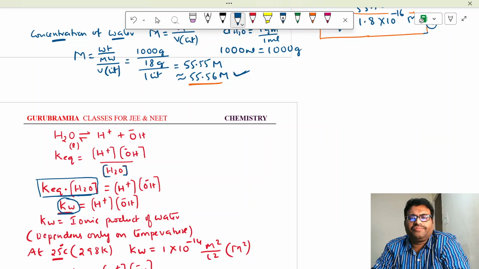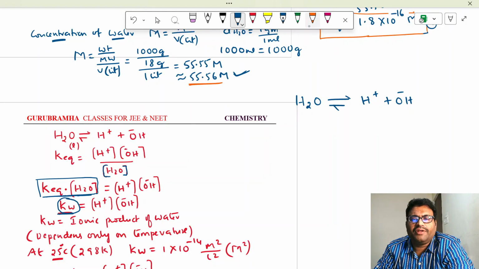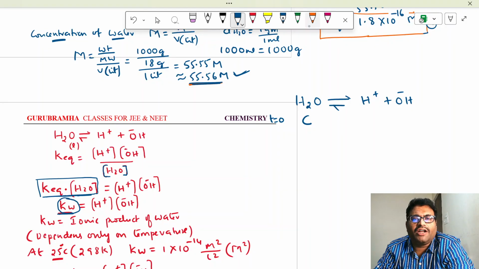Next, coming to here, what is the degree of dissociation for pure water? They will ask this. So let us take H2O here. H2O dissociates into H plus and OH minus. At time t equal to 0, the reaction has not started, so we have concentration C. The concentration of water, as we have already studied, is 55.56 molar.